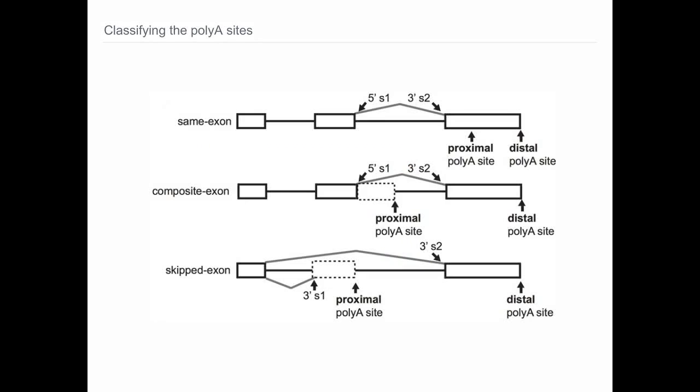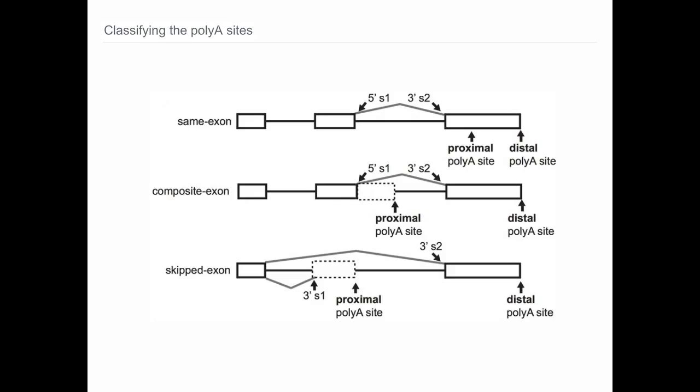And we do an additional categorization. So based on where the selected proximal and distal sites are in the gene, we classified the genes additionally into this same exon, composite exon, and skipped exon category. And for example, the same exon simply means that the proximal and the distal sites are in the same exon. It doesn't need to be in the last exon, it can be in an exon somewhere upstream.